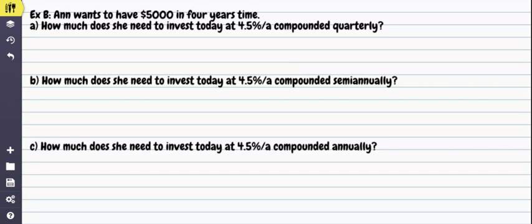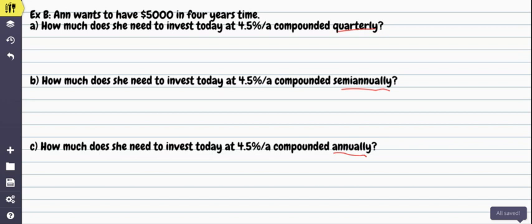Anne wants to have $5,000 in 4 years' time. So how much does she need to invest today at 4.5% per annum compounded quarterly, 4.5% per annum compounded semi-annually, and 4.5% per annum compounded annually? So in the last example, we're looking at what happens if I change the interest rate. In this one, we're looking at what happens if I change the frequency of the compounding period.